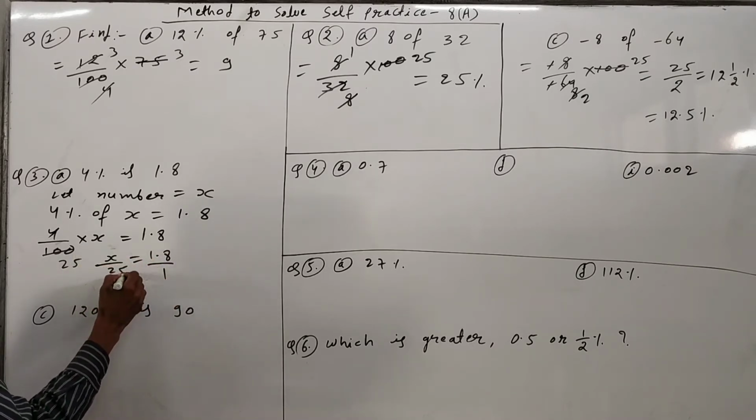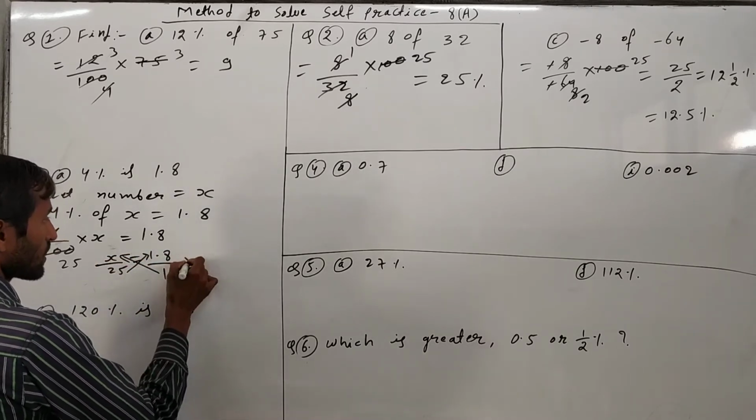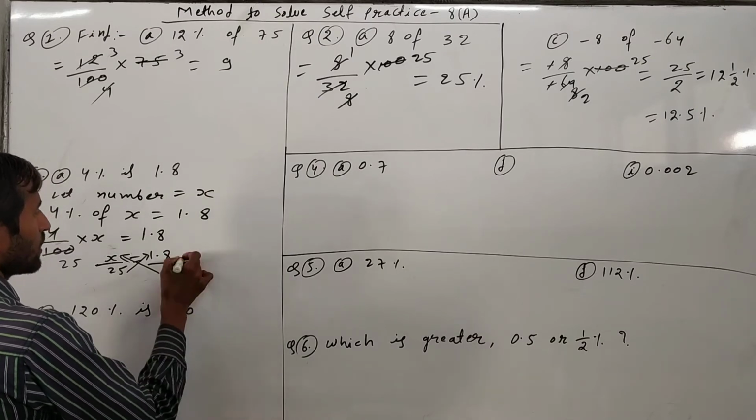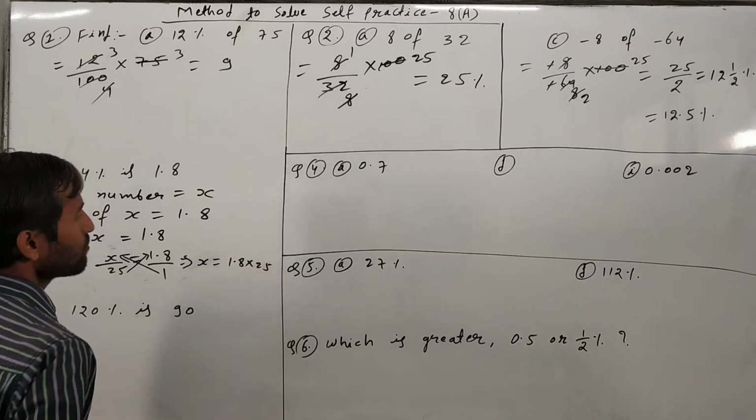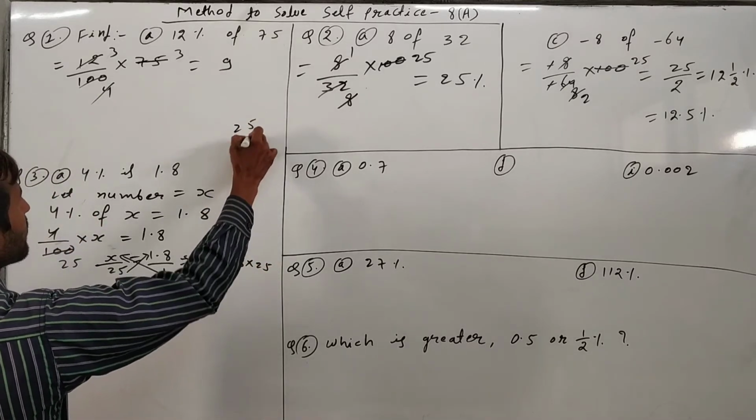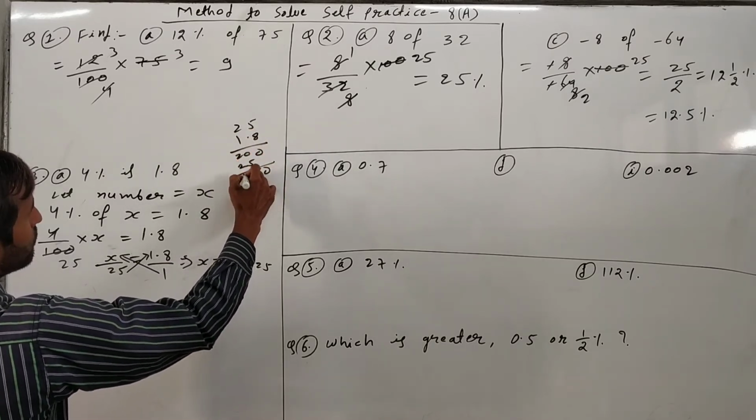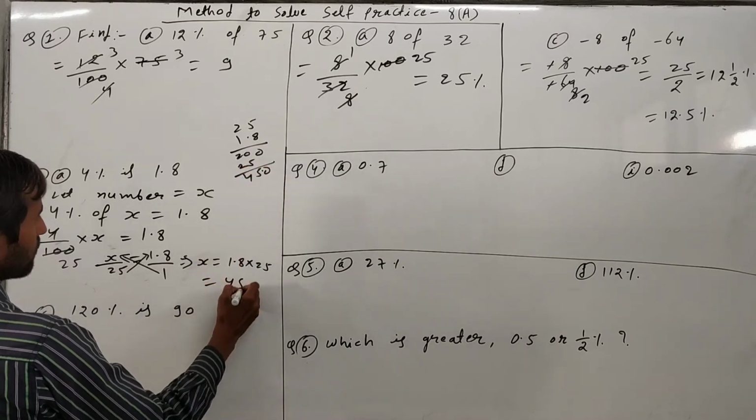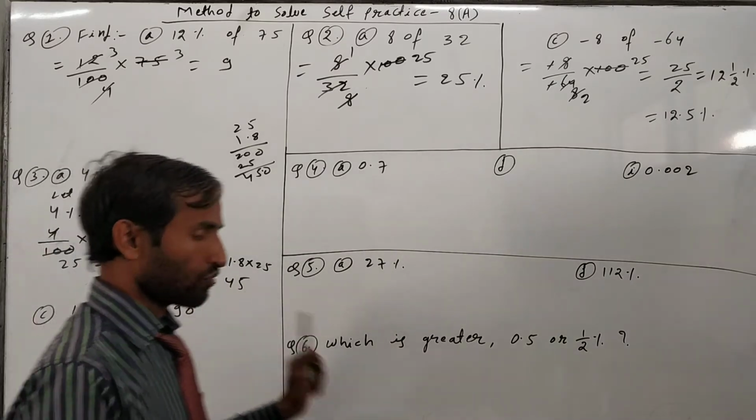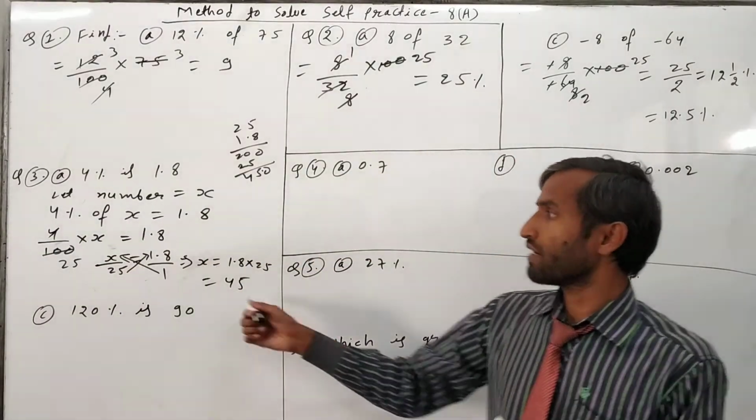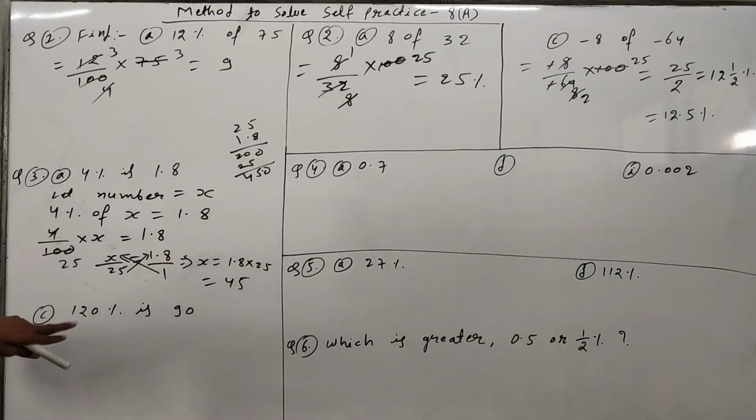Now cross multiply here. Then it will come x is equal to 1.8 into 25. So you will multiply 25 into 1.8, it will come 45. Means 4% of 45 is equal to 1.8. This is the final answer. Now in this third question only part B I have left.